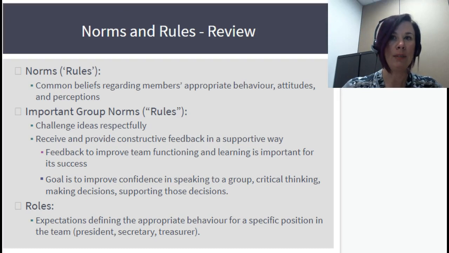We all want the team to function at its best and for everyone to have the best opportunity to be successful. When receiving feedback from a peer or a course coordinator or a facilitator, remember our goal is to improve knowledge, critical thinking, and the ability to make and support decisions. Please also keep this in mind when you are providing others with feedback.